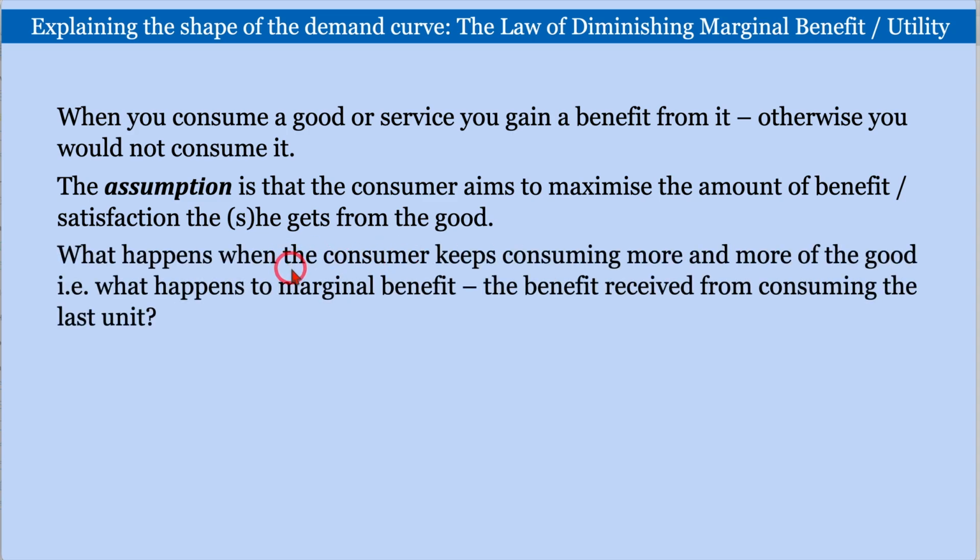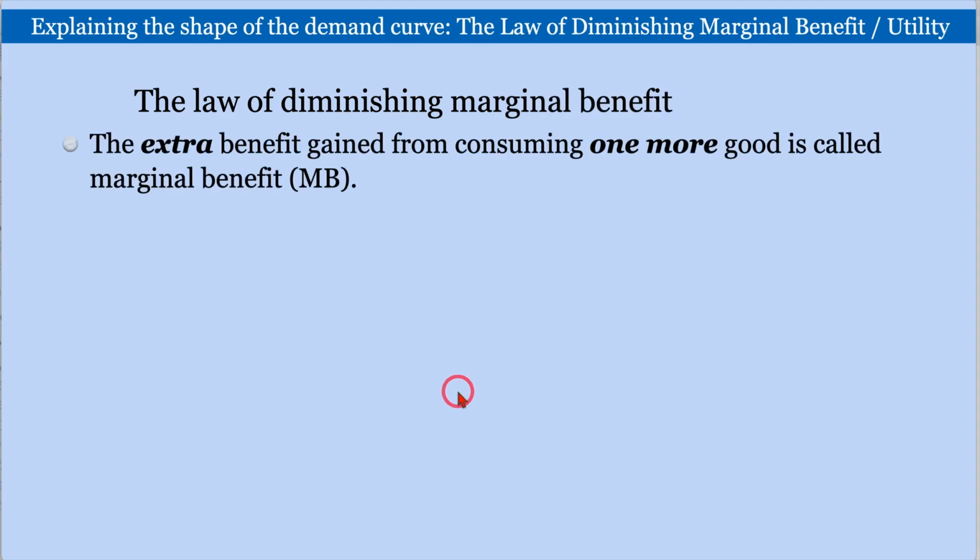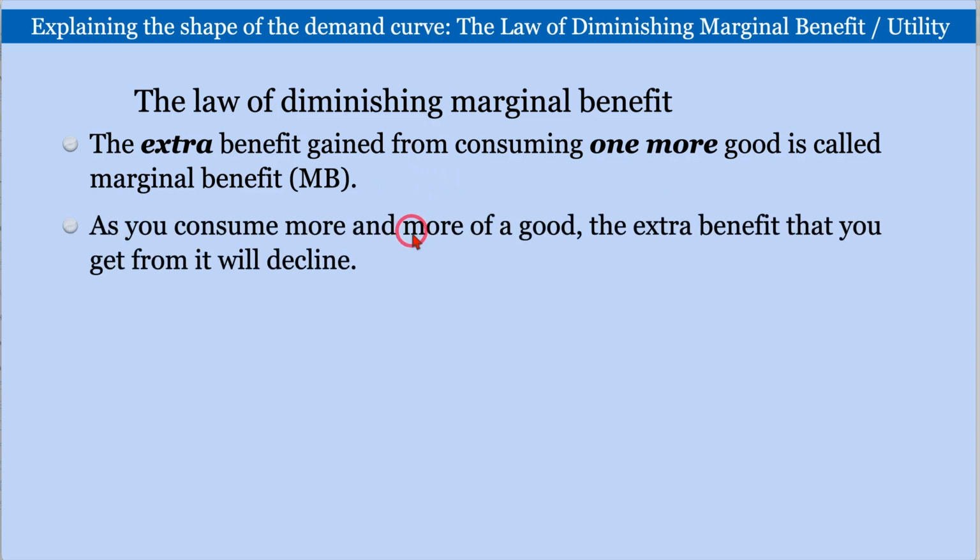So what happens is that if you keep consuming more and more, then the marginal benefit, now this is the first time you've hit this, marginal means the change in the benefit. The change in the benefit comes from consuming one last unit. So it's how much extra benefit given the extra unit that you are buying. And as I say, benefit, utility, satisfaction means the same. Okay? All right, so let's explain it to you. The extra benefit from consuming one more is marginal benefit. As you consume more, the extra benefit is going to decline.